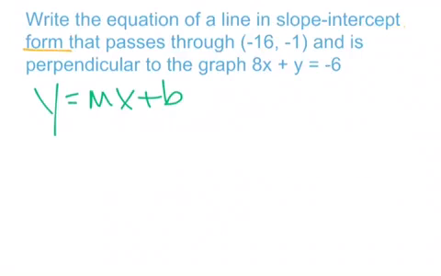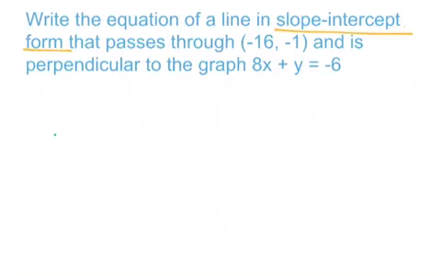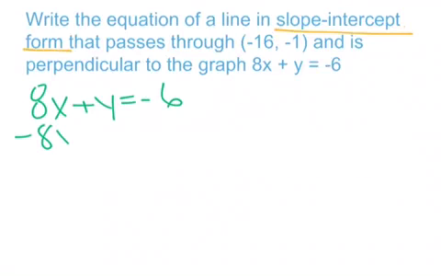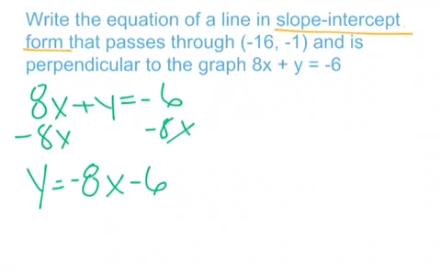Right here you have to ask yourself, is 8x plus y equals negative 6 in slope-intercept form? You'd be so smart, because that is not. So let's rewrite this in slope-intercept form. We have 8x plus y equals negative 6. Let's subtract 8x on both sides to get y equals negative 8x minus 6. So that's your new slope-intercept form.